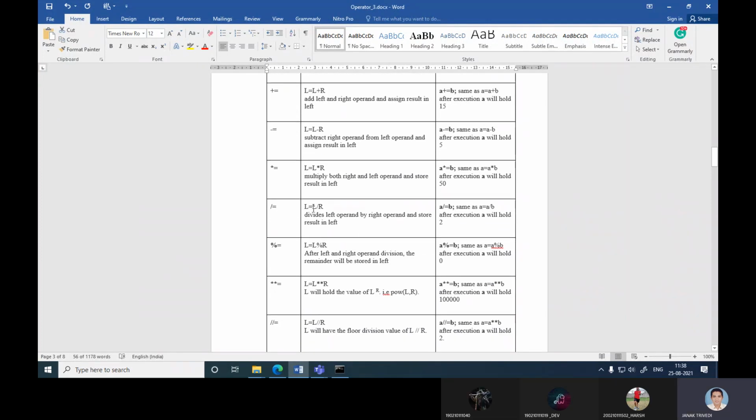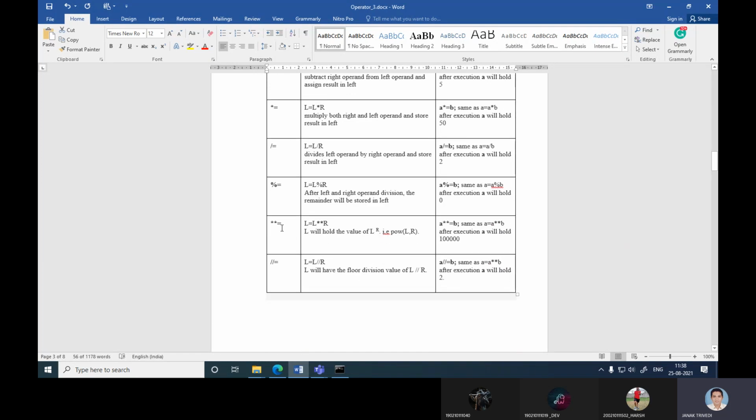Then division equal, that is left equals left divided by right. So divide the left operand by the right operand and store the result in left. This is the example: A divide equal B, same as A equal to A divided by B. After execution, A will hold 2. This is the modulo operation, modulo equal to, that is A equals L modulo R. After dividing left by right, the remainder will be stored in left. So A modulo equal B, same as A equal to A modulo B. After execution, A will hold 0.